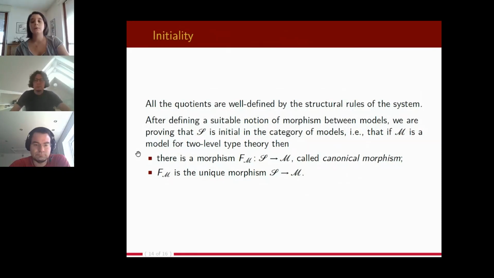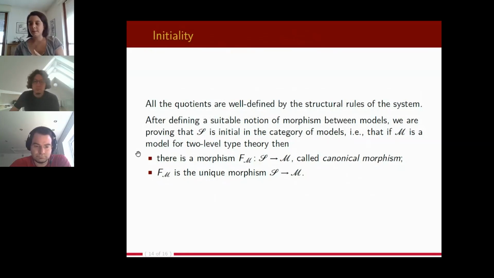And now we are working to prove that our syntactic category with families S is initial in the category of models. So if we take M as a model for level type theory, we want to prove that there is a morphism F_M from S to M, and that this morphism is the unique one from S to M.